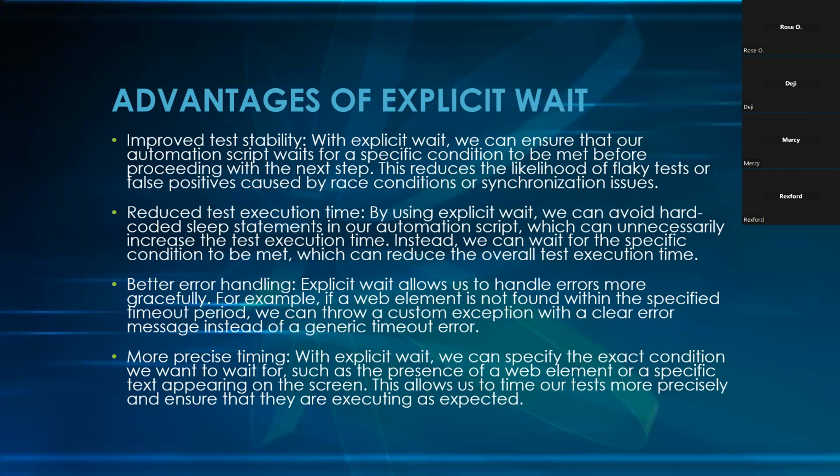The other advantage is also better error handling. When it comes to explicit wait, it allows us to handle errors more gracefully. For example, if a web element is not found within the specified timeout period, we can throw a custom exception with a clear error message instead of a generic timeout error. More precise timing: with explicit wait, we can specify the exact condition we want to wait for, such as the presence of a web element or a specific text appearing on the screen. This allows us to time our tests more precisely and ensure that they are executing as expected.